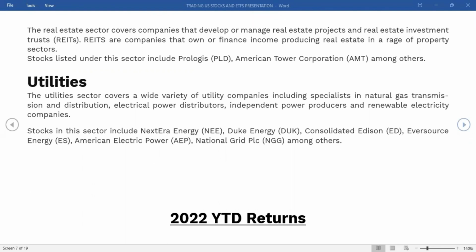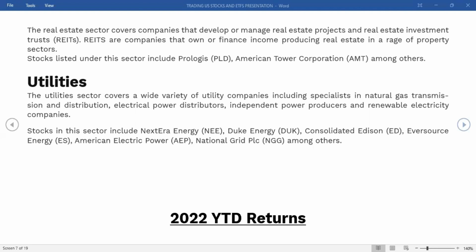Let's go to utilities. Utilities are sectors that cover a wide variety of utility companies, including natural gas transmission, electrical power distributors, power producers, and renewable electricity companies. Some good examples to mention here would be NextEra Energy, Duke Energy, and the National Grid PLC.